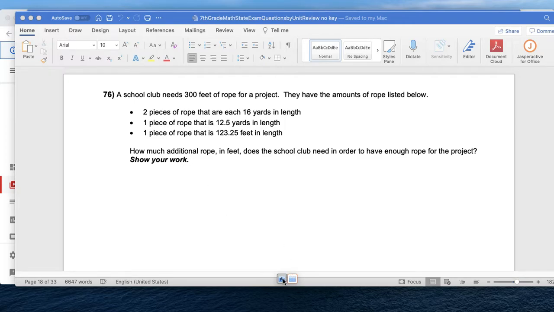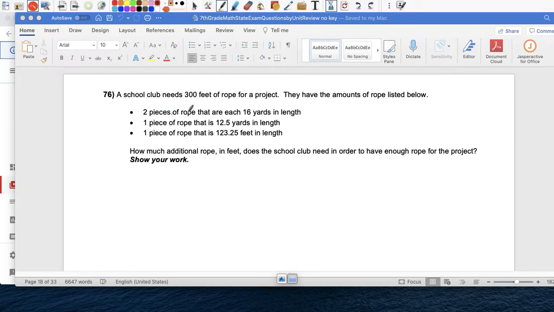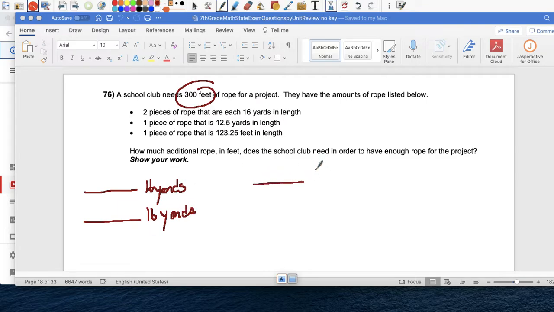So let's see what we have. Let's add up what we have. So 2 ropes. Let me put rope 1. This measures 16 yards. Realize we have to change everything to feet, right? So we have another rope that measures 16 yards. We'll do the exchange in a second. We have another rope that measures 12.5 yards. And we have one rope that measures 123.25 feet. This one we don't change. So let's change this to feet.